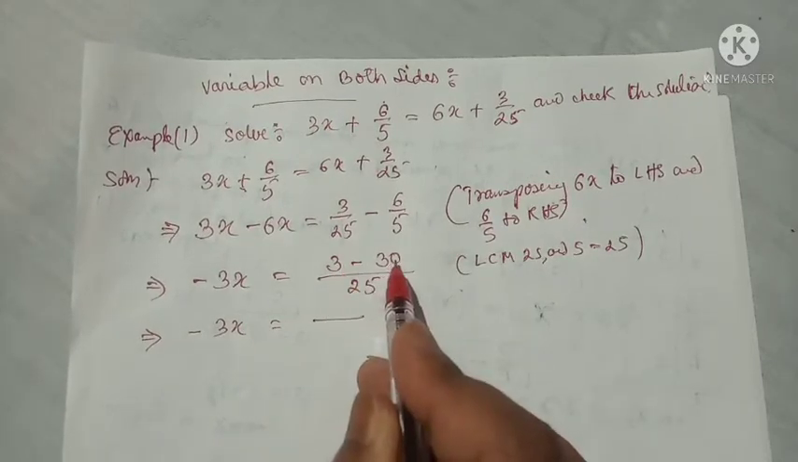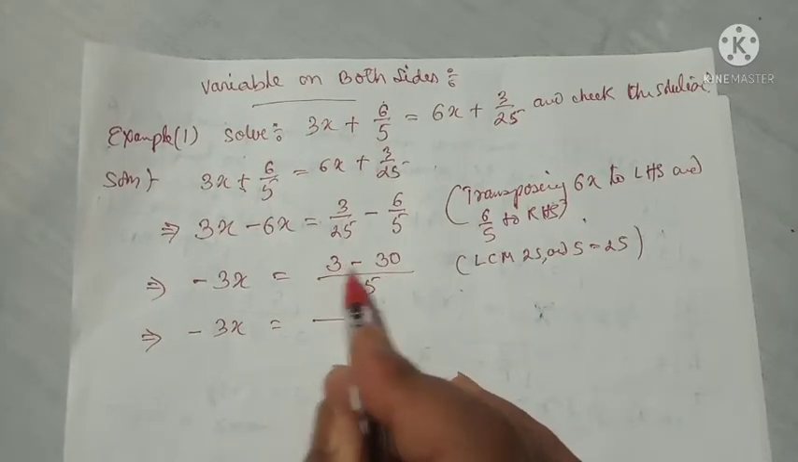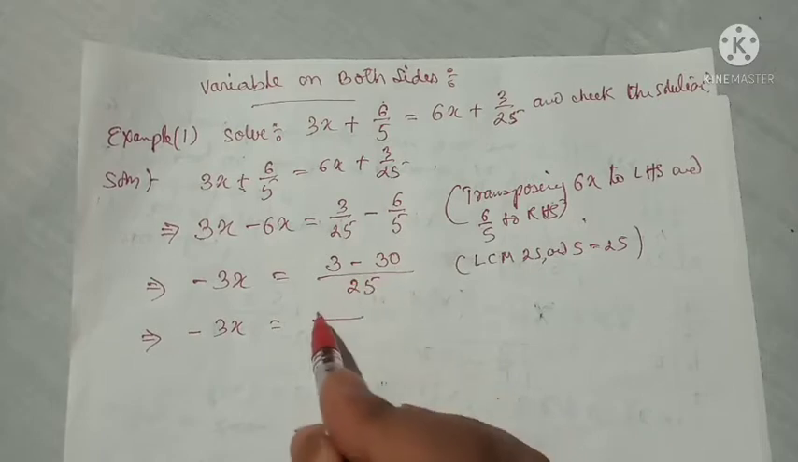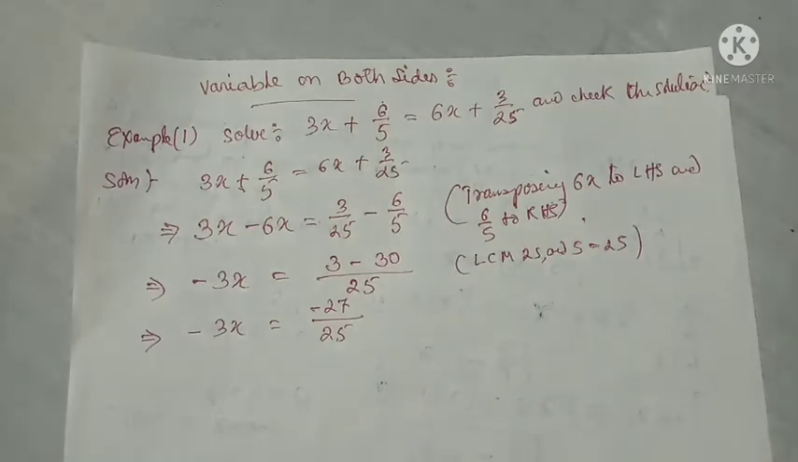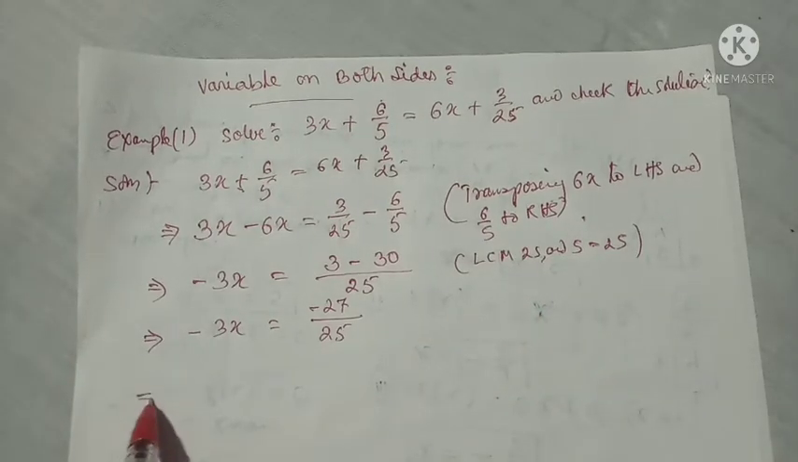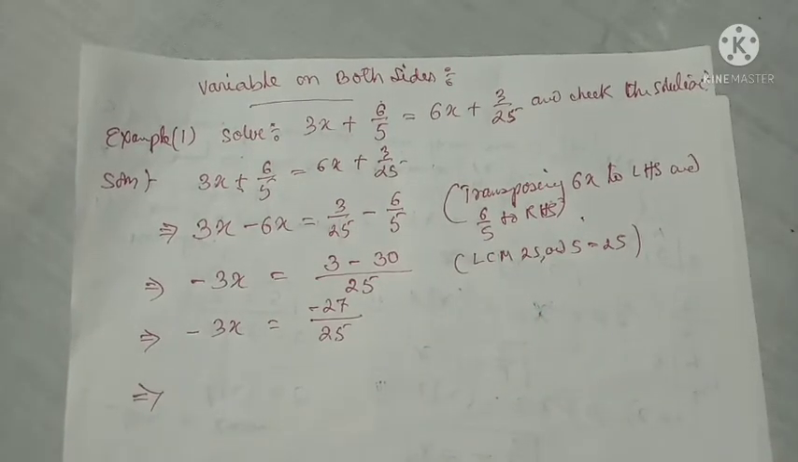30 minus 3x, 3 minus 30, that means minus 27. The answer is minus 27 by 25. Now again, what we have to do? In this case, we have to consider another method, that is the systematic method.